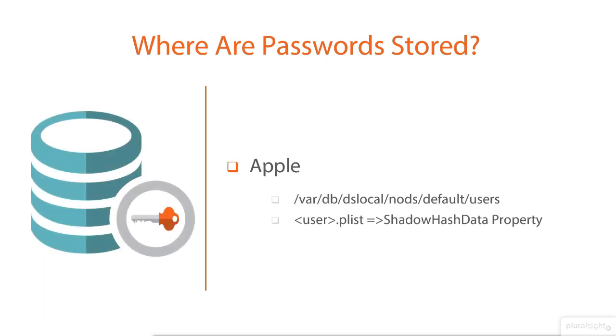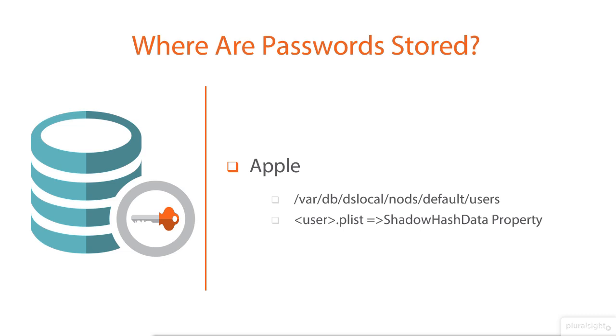For Apple, we actually store it in a file that's called the user.plist, which is located in the var directory under db, dslocal, nodes, default, and then users. And this file, this user, inside of the greater than and less than brackets, .plist, has a shadow hash data property associated to it. And there's ways that you can open this file up.